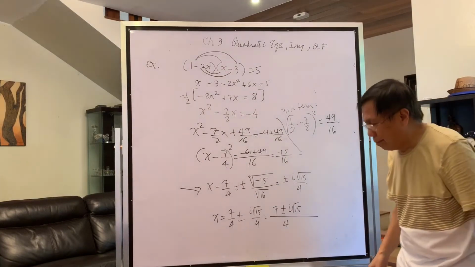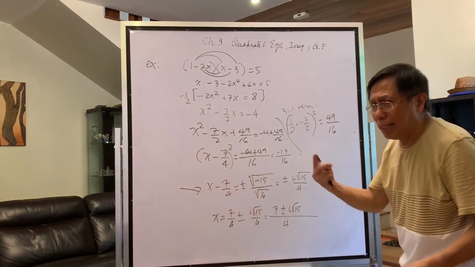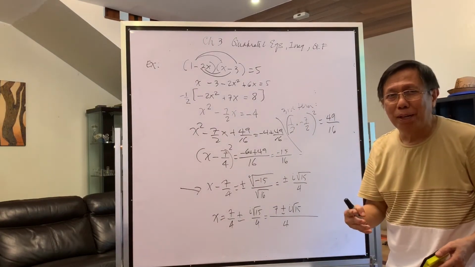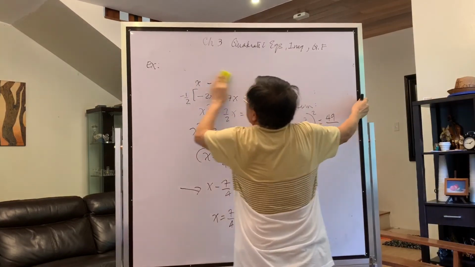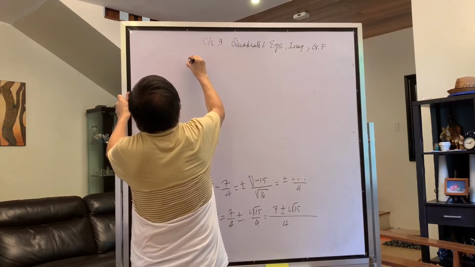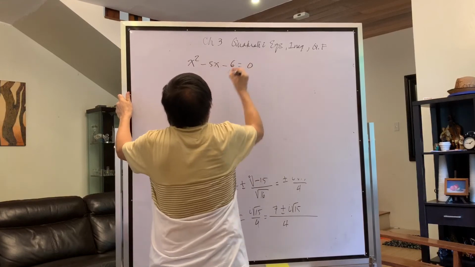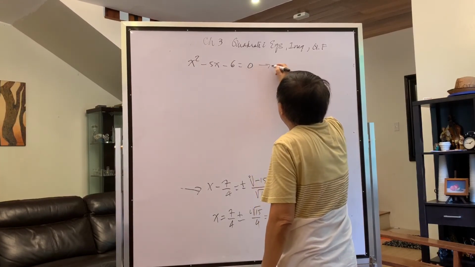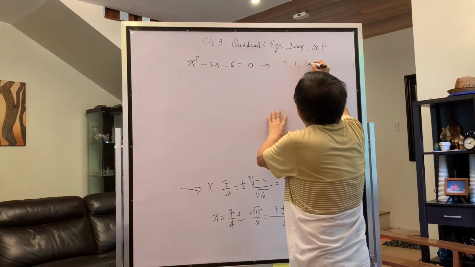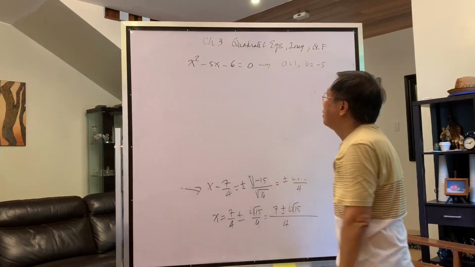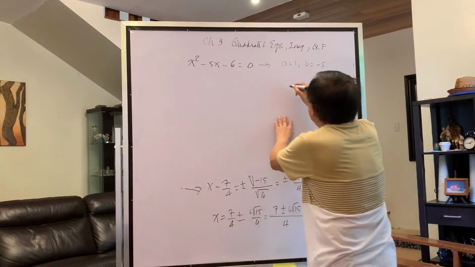For the last portion of this discussion, I'll just give one example where we can have an alternative solution for completing the square. Suppose we have here x squared minus 5x minus 6 equals 0. From this form, I can identify the value of my a to be equal to 1 and b to be equal to negative 5. Okay. The alternative way of completing the square will be to do the following.